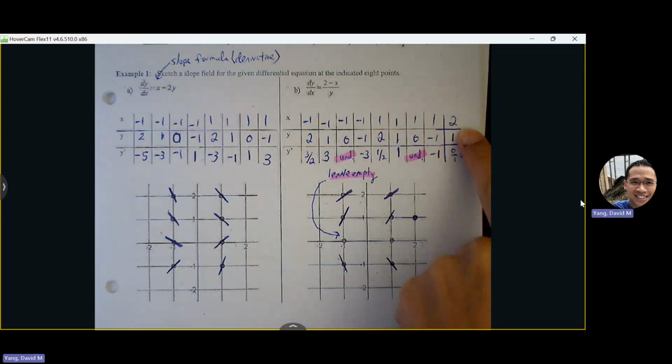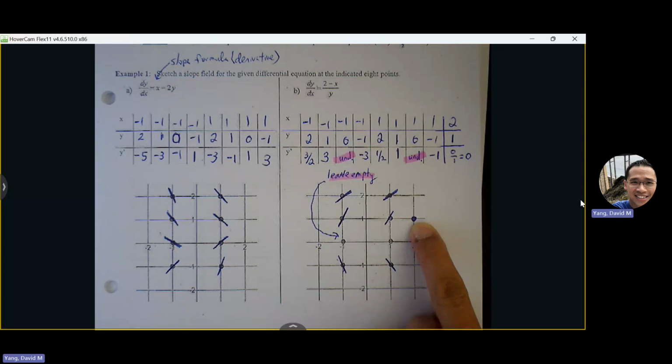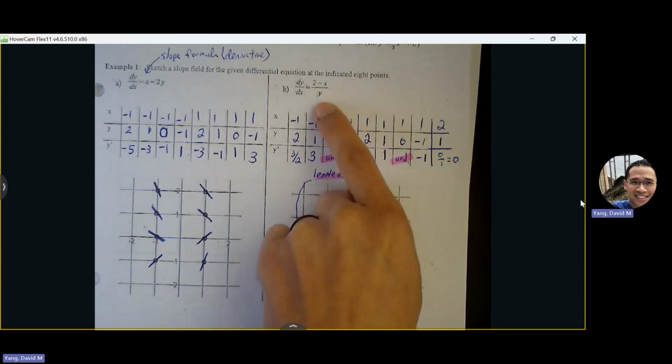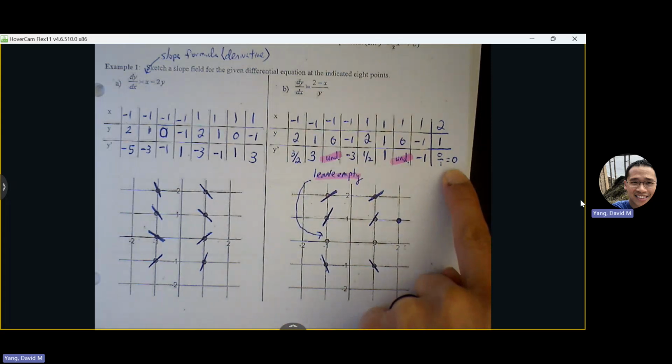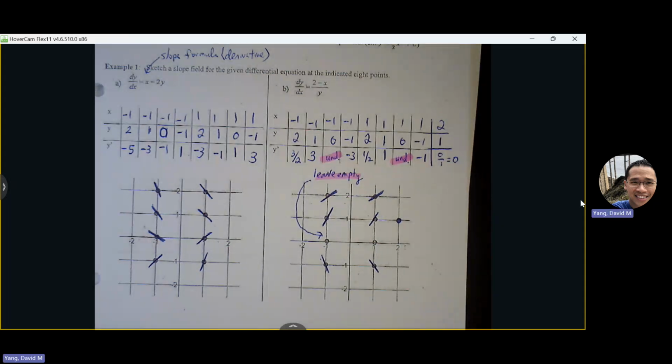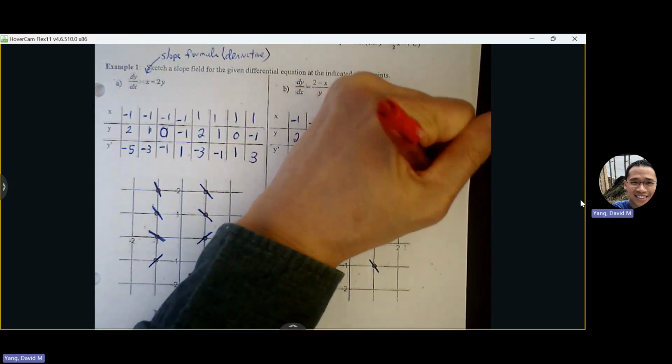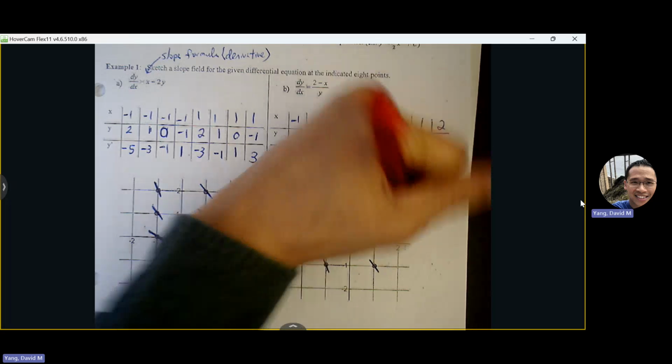And then if I plug in 2, 1, again, I added another ordered pair just for demonstration purposes. If I plug 2 in for x and 1 in for y, I get 0 over 1, which is 0. How would I represent 0? How would my line segment look? Yeah. So 0 just means slope 0, so slope 0 would just be a horizontal line.